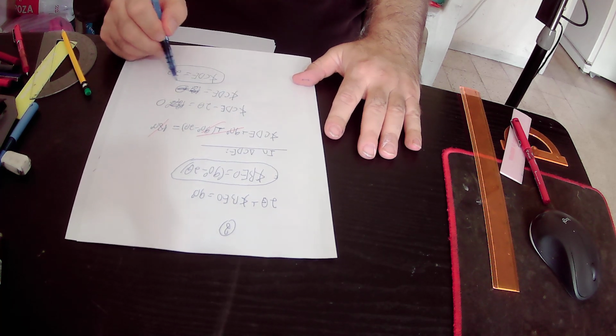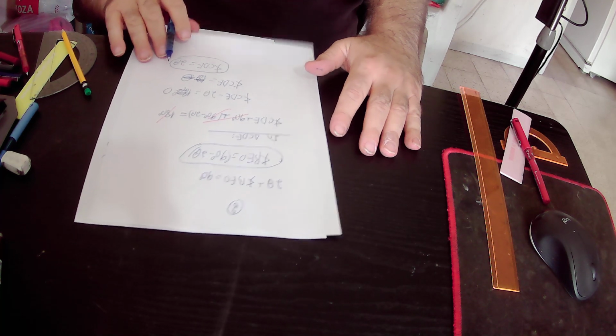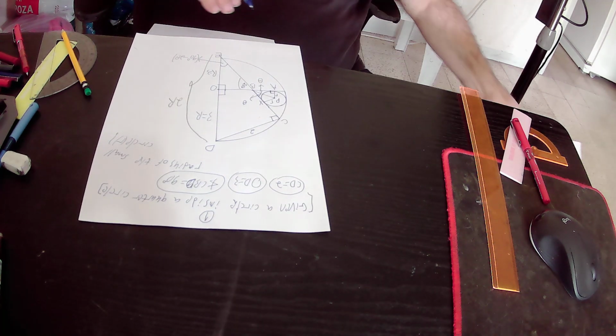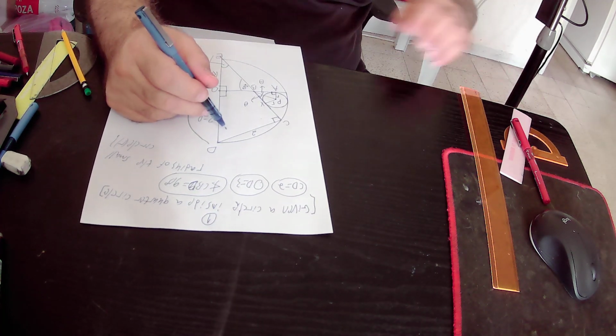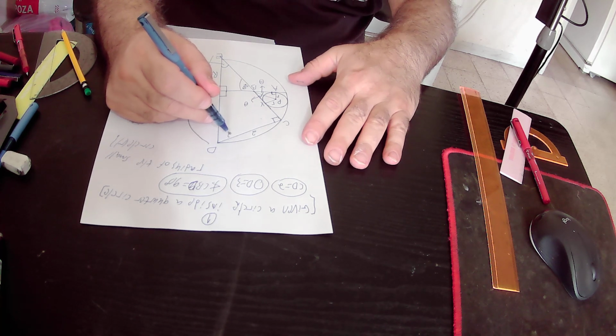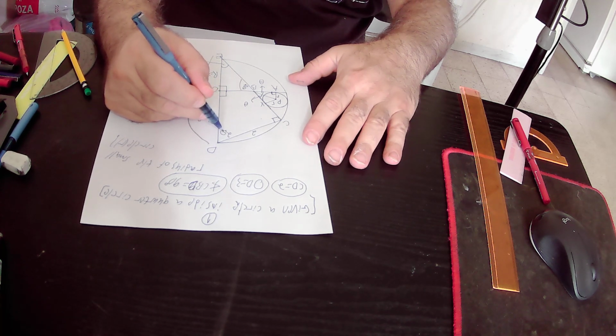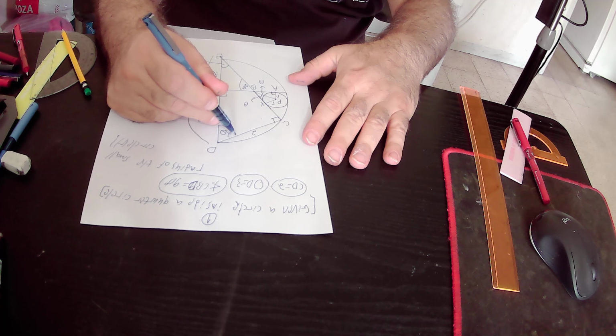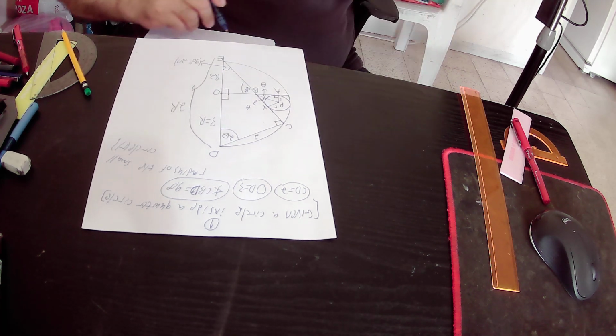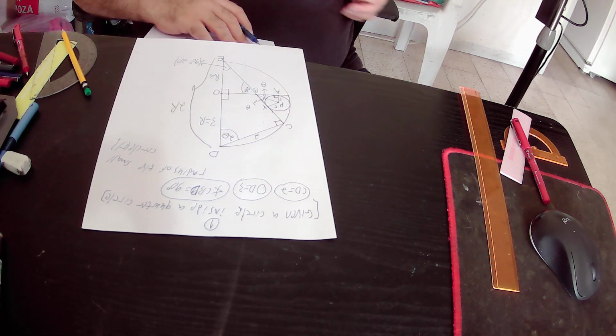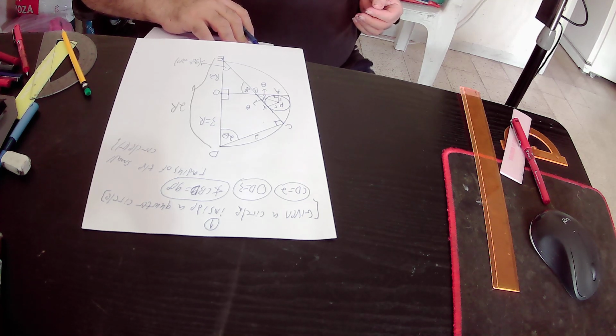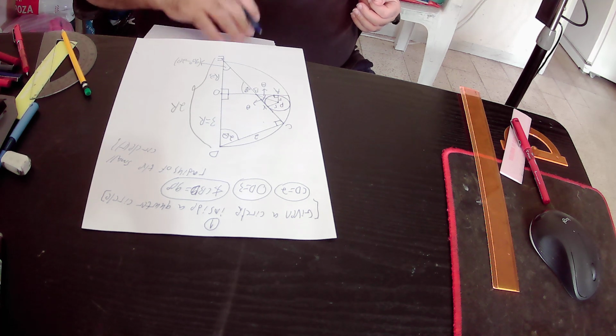So we found out that angle CDE, this angle, equals 2 theta. So we will continue to focus on the right triangle CDE.